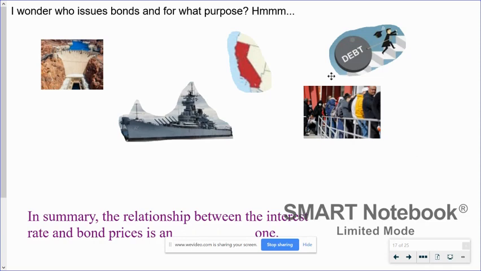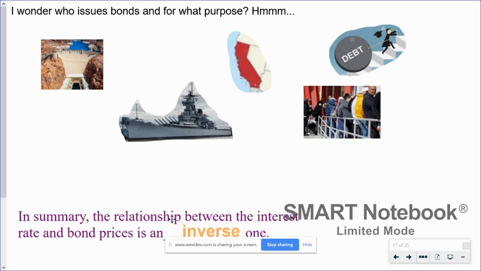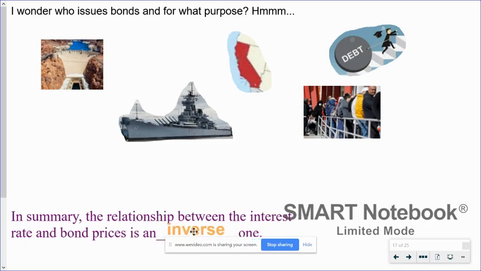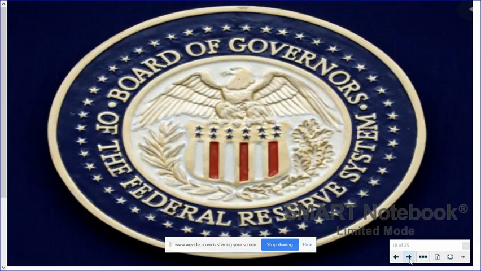In all cases, all 5 of these things don't come out of nowhere. They require dollars. So one way the U.S. government does that is that it issues bonds. From our previous discussion, we should recognize the relationship between interest rates and bond prices is an inverse one, meaning they move in opposite directions. If an interest rate goes up, bond values go down. Interest rates go down, bond values go up.